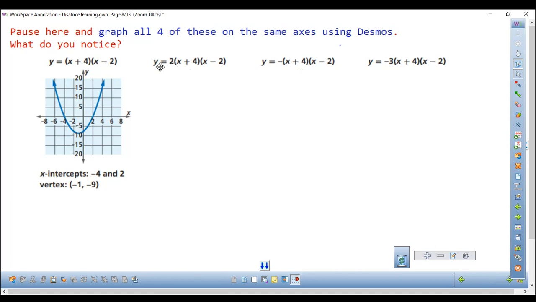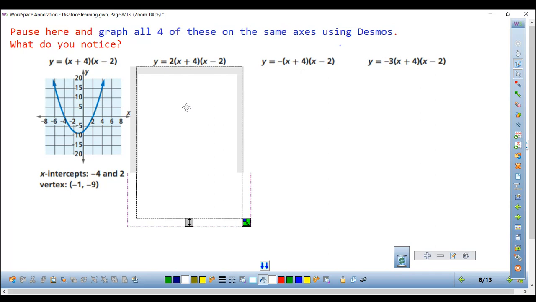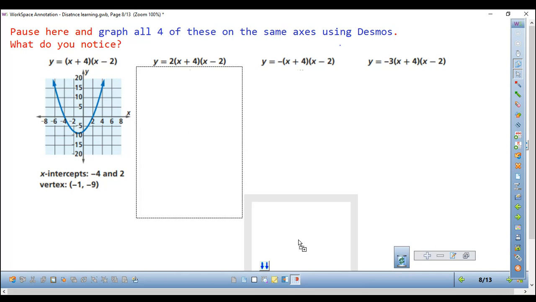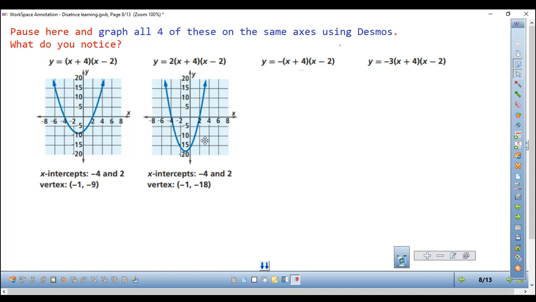Okay, now you are asked to graph y equals 2(x + 4)(x - 2). What did you notice? Well, hopefully you notice that the x-intercepts are exactly the same, but what's happened to the graph? So it is actually shifted down. It's narrower too. So that 2 has changed the shape of it, even though it still goes through -4 and +2.